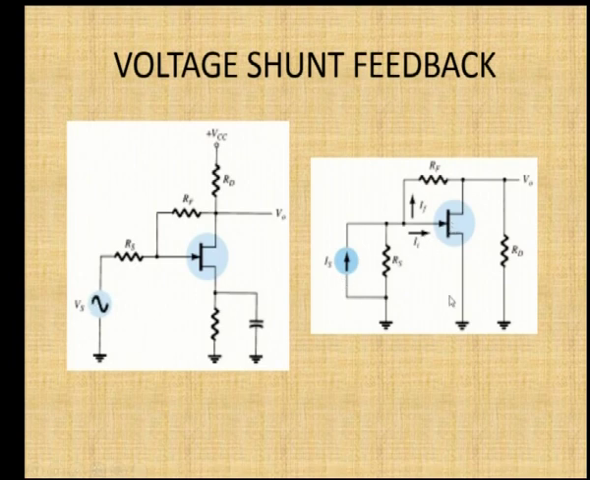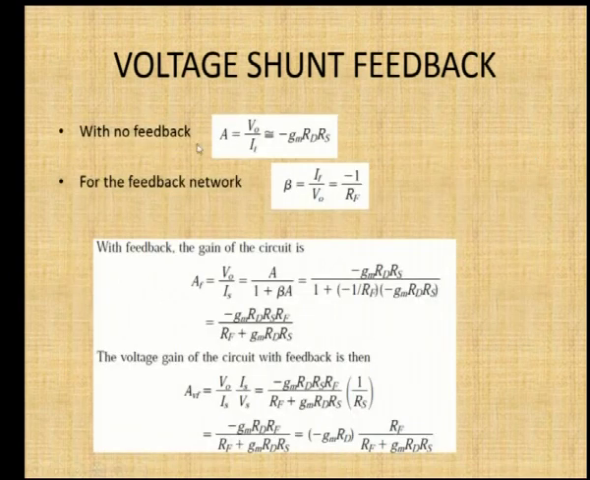Here this voltage source is replaced by the current source, and so the resistance is connected in shunt with this current source instead of in series with the voltage source. That is the difference here. And from this circuit, if you derive the parameters A and beta without the feedback and with the feedback, it gives considerable changes in the circuit. And so these are the practical circuits. We have seen the voltage series feedback, voltage shunt feedback, and current series feedback using FET and BJT.